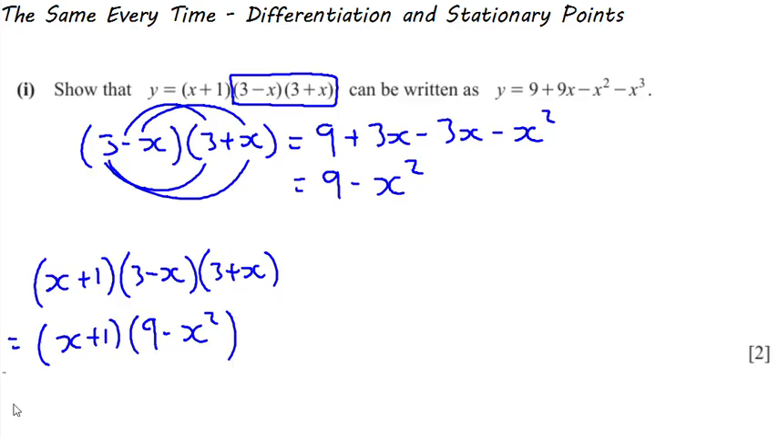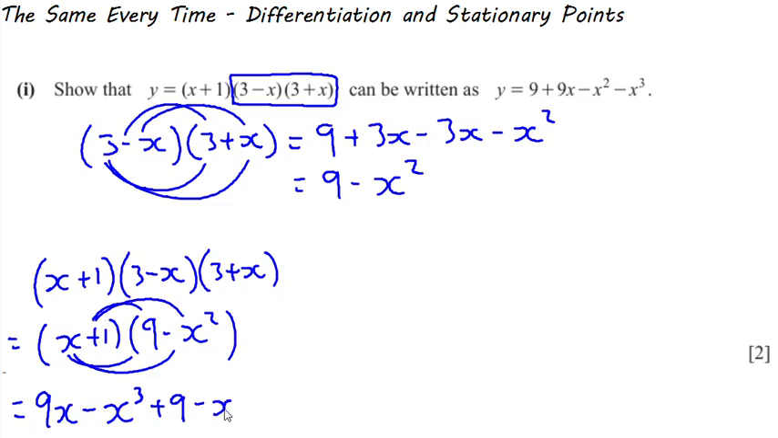So now all I have to do is multiply everything in the first bracket by everything in the second bracket. So x times 9, that's 9x. x times negative x squared, well, negative x times x squared, negative x cubed. 1 times 9, positive 9. Positive 1 times negative x squared, just negative x squared. And then finally, if I simplify this, actually there's no simplifying to be done, is there? I've got a single x term, a single x cubed, a 9 and a negative x squared.